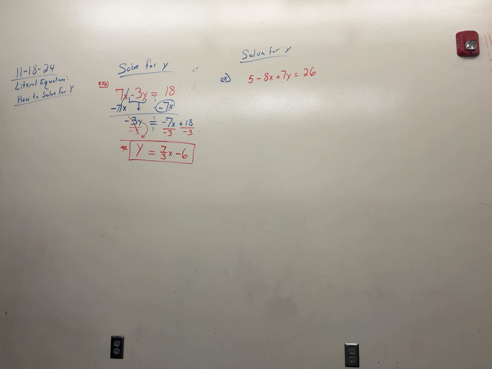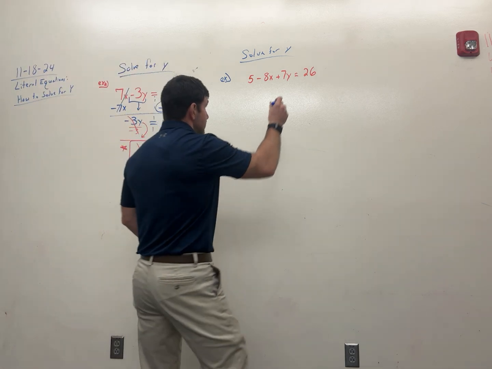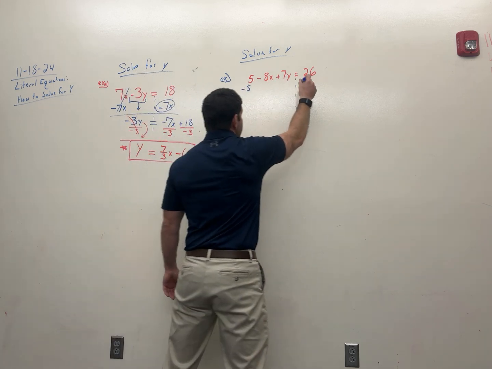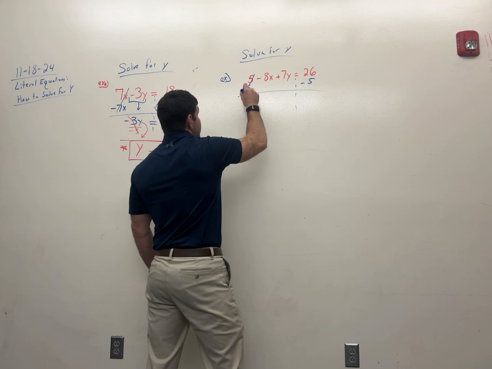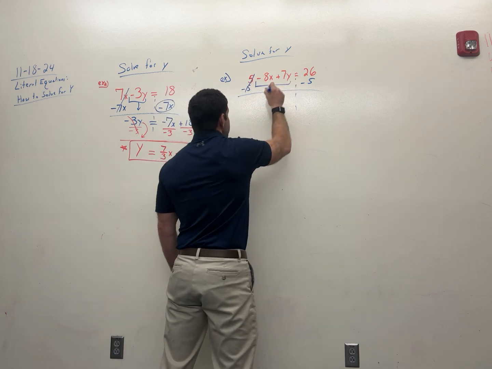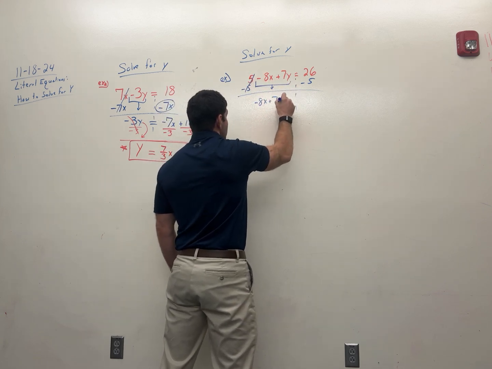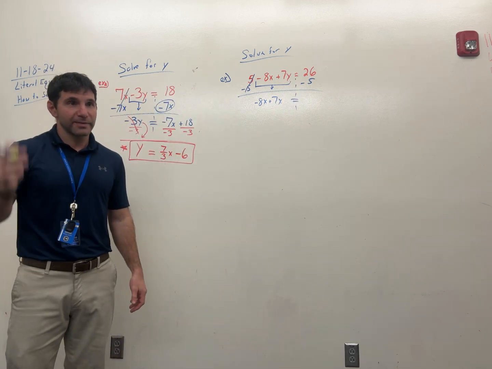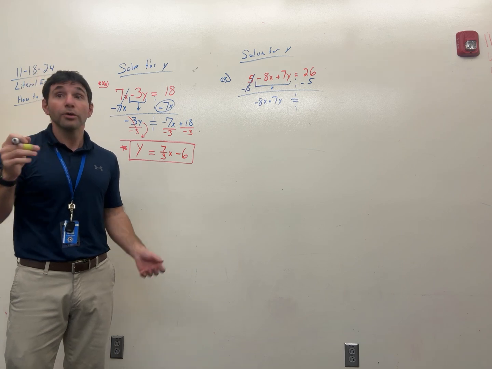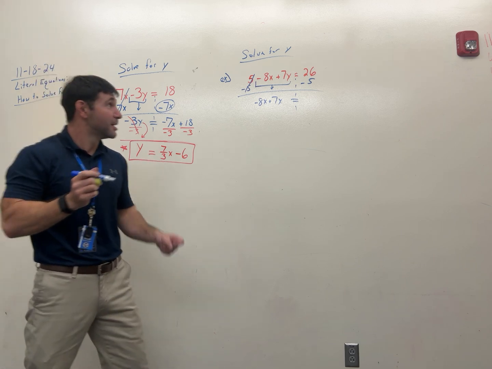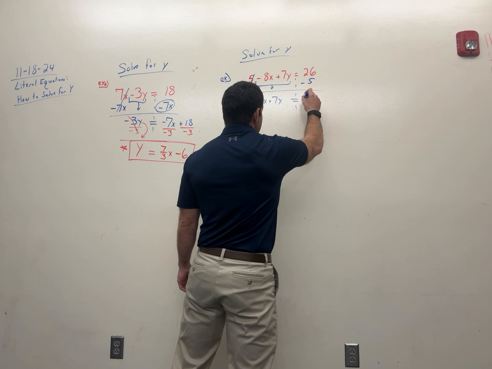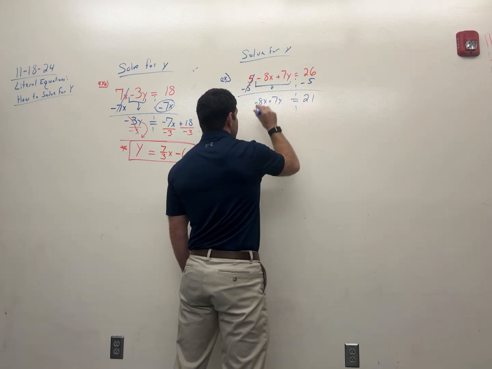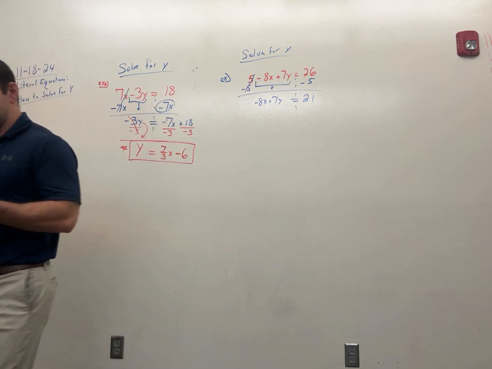The 5. Okay, how do we move a positive 5? Subtract it from each side. Yeah. I'm going to subtract 5 from both sides. 5 minus 5 is 0. All of this comes down. Negative 8x plus 7y equals. Can I combine 26 minus 5? Oh, those are like terms, so I can combine those. 26 minus 5 is? 21. Good. Okay. Let's see if you guys can finish this off. Get y by itself.